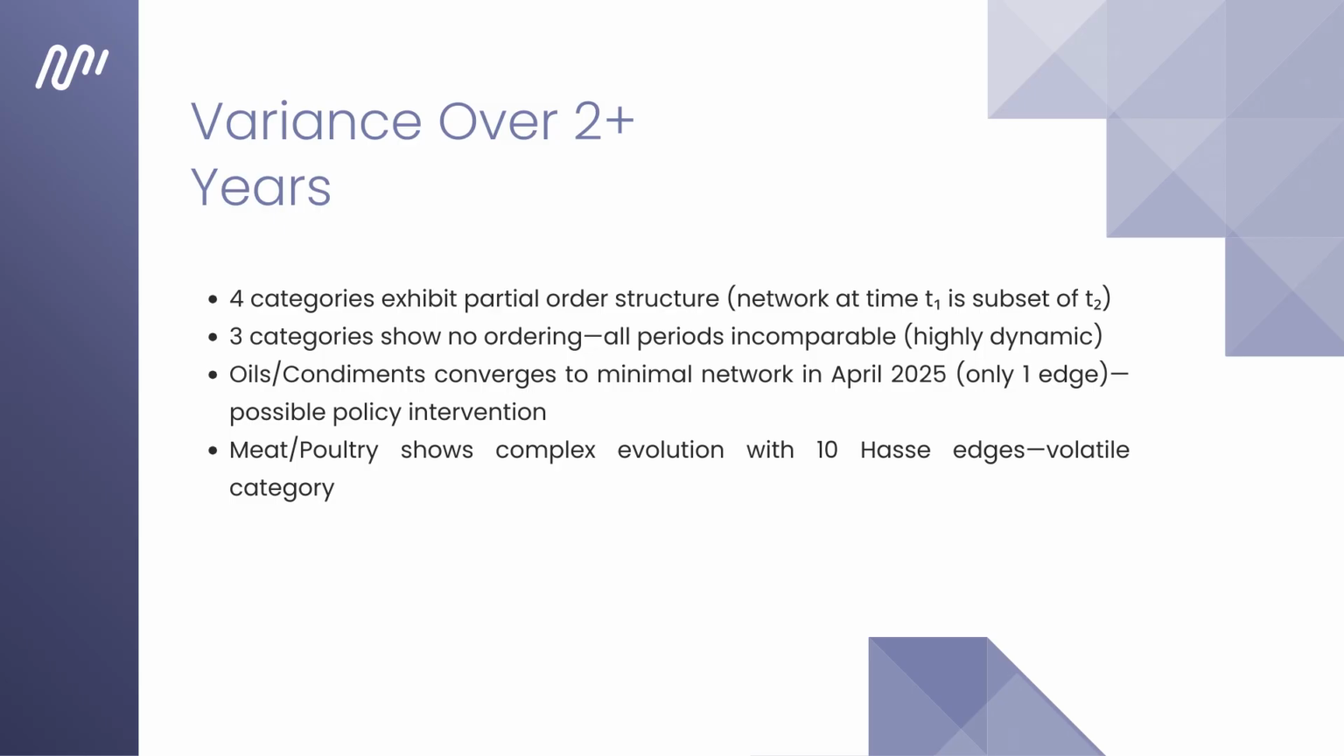4 categories exhibit partial order structure. 3 categories show no ordering. Oils and condiments converge to a minimal network in April 2025. Meat shows a complex evolution with 10 Hasse edges. Overall variance is moderate. Top cities maintain positions, but the peripheral cities show higher volatility.